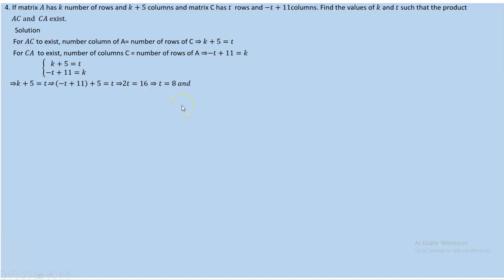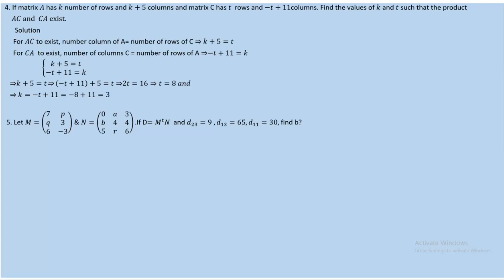And from this, T is going to be 8, and in order to know what K is going to be, you can use K as minus T plus 11. I just have used the lower one. You can also use the upper expression. So put 8 in place of T, and then you do have the K value to be 3. So the K and T values are obtained. I hope you have understood.